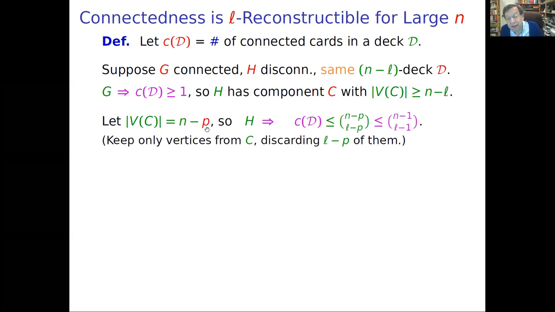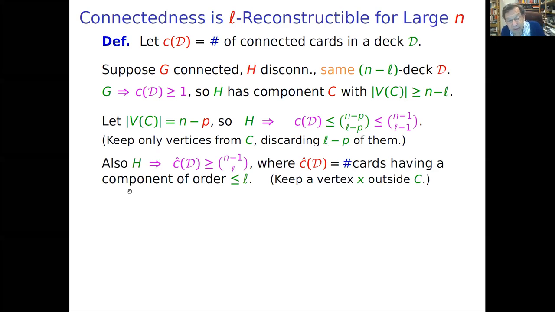If that component has exactly n minus p vertices, p less than or equal to l, then the number of connected cards that H will have is going to be, you have to keep only vertices from that large component, and you will throw away l minus p of them, in addition to the p vertices you threw away outside the component. Meanwhile, this graph H will also give us a lower bound on the number of cards having a small component, of order at most l. So we can just keep some special vertex outside the big component and then pick l other vertices to throw away, and all of those cards will have a small component.